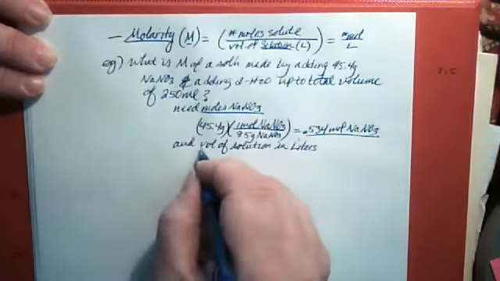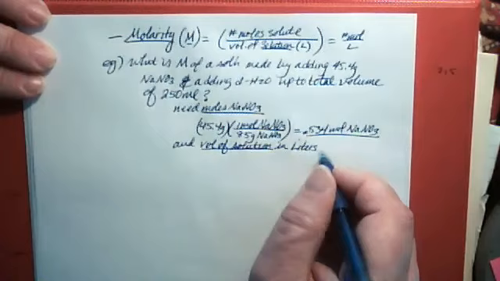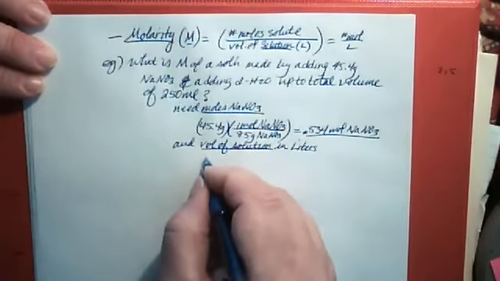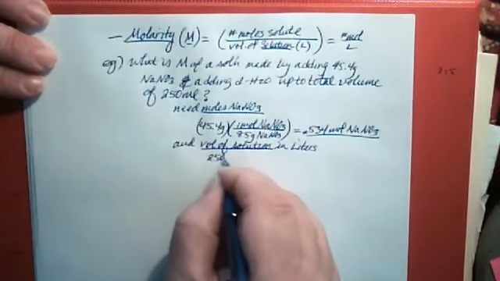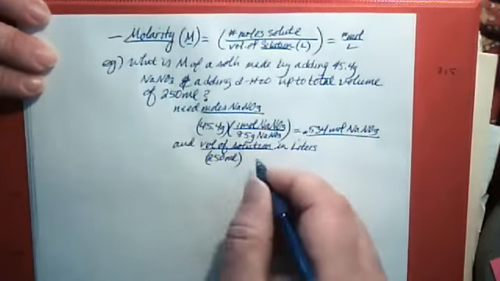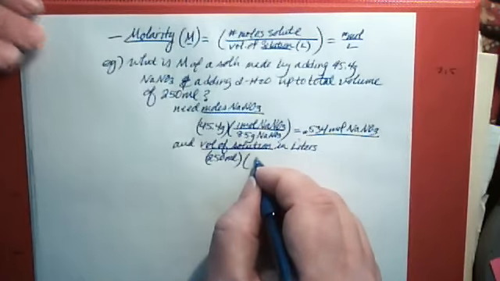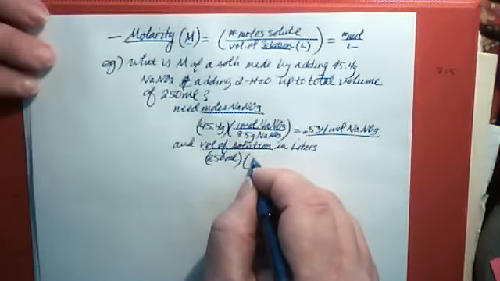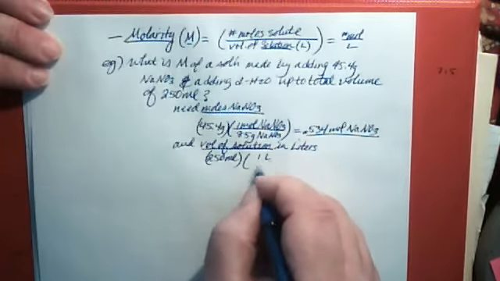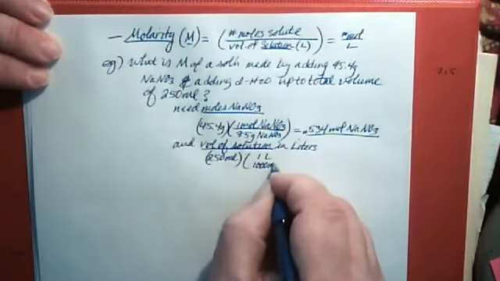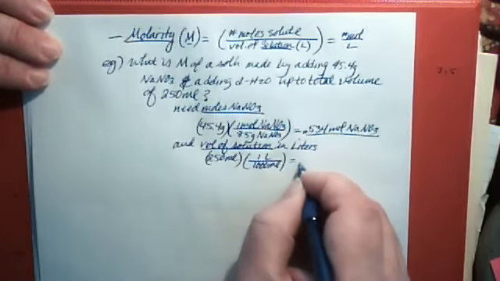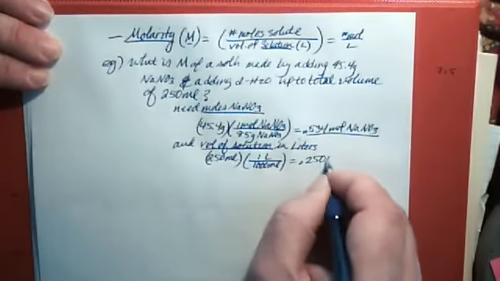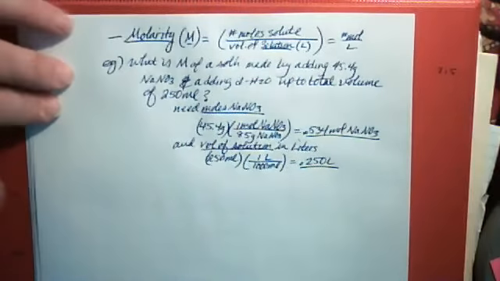You also need the volume of the solution in liters. The volume of the solution was 250 milliliters, and there's 1 liter for every 1,000 milliliters. And so that's 0.250 liters.